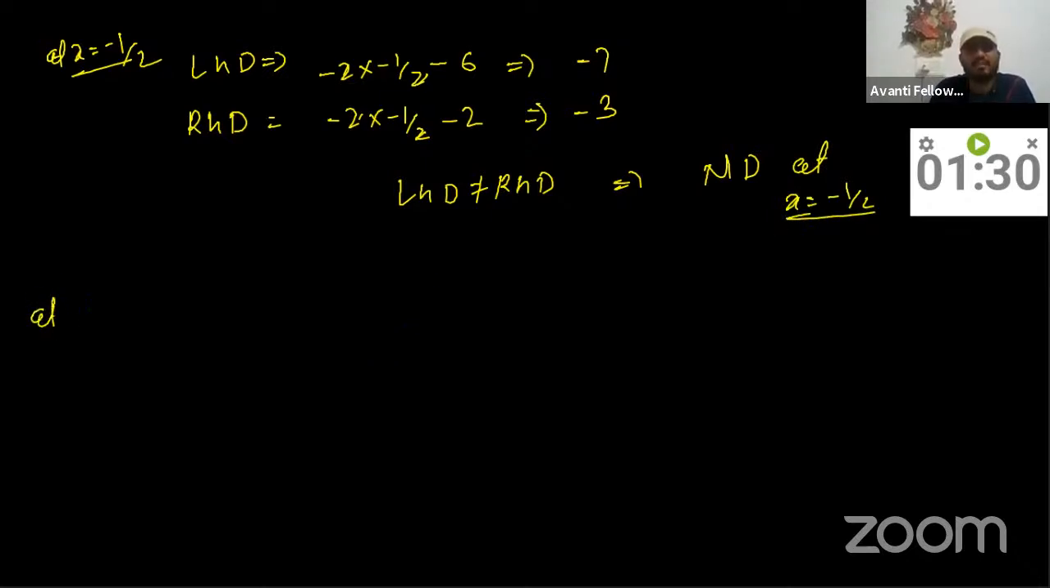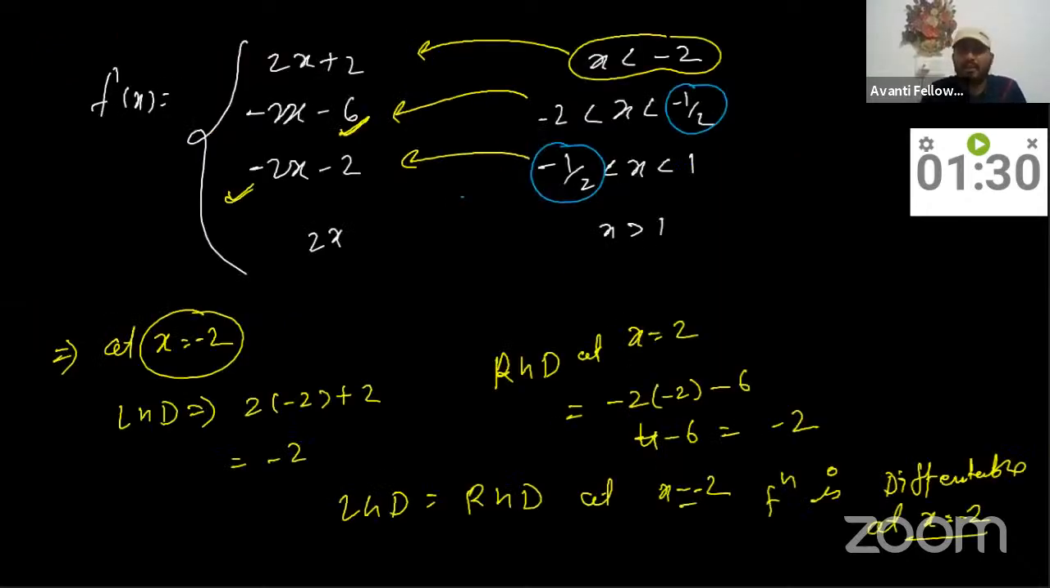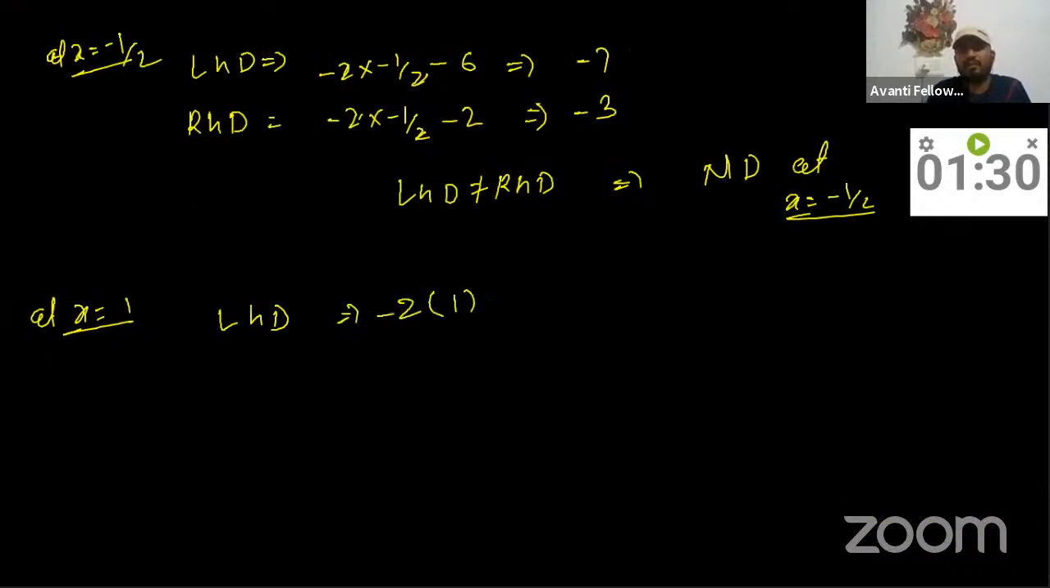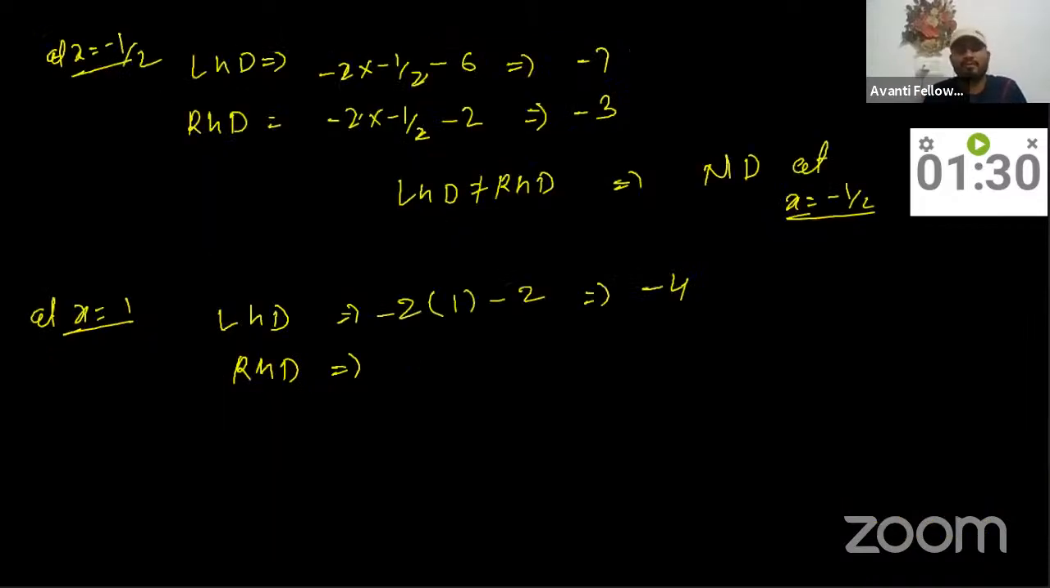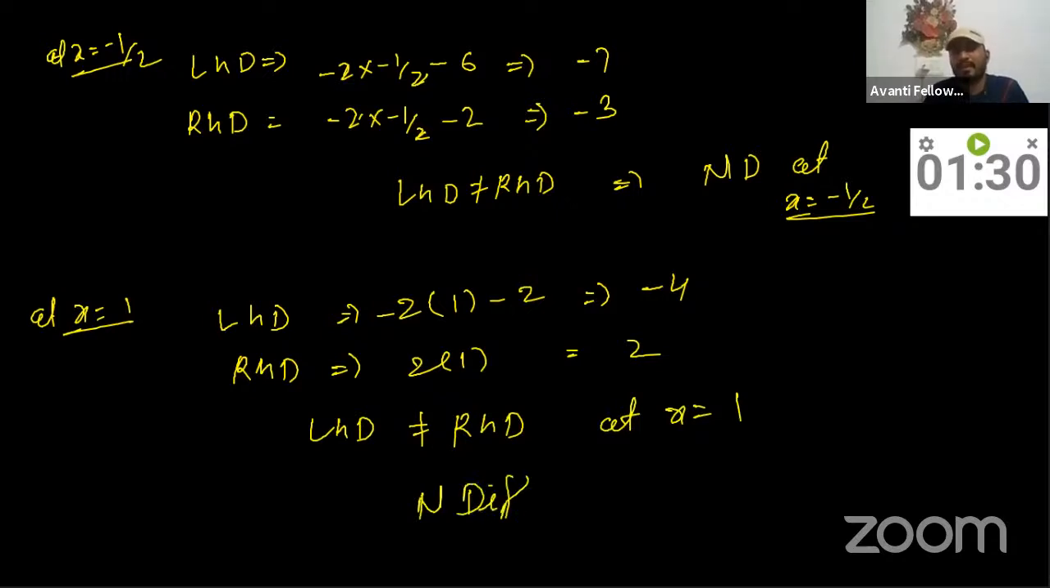Similarly, we have to check at x is equal to 1. What will be the left hand derivative? You have to put x is equal to 1 here. You will get minus 2 into 1 minus 2, which is minus 4. What will be the right hand derivative at x is equal to 1? You have to put x is equal to 1 here because we are talking on the right hand side of x is equal to 1. This derivative will be used. So this becomes 2 into 1, that is 2. So the left hand derivative is not equal to the right hand derivative at x is equal to 1. So the function will be non-differentiable at x is equal to 1.